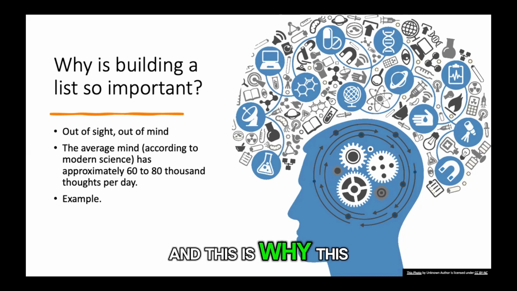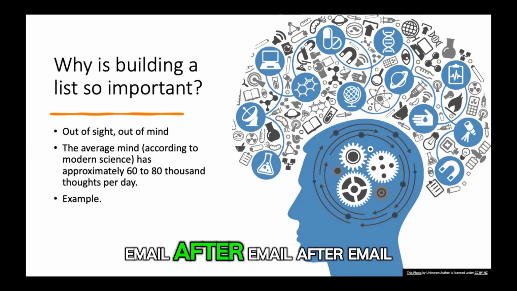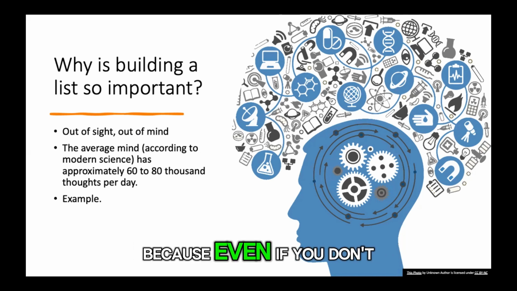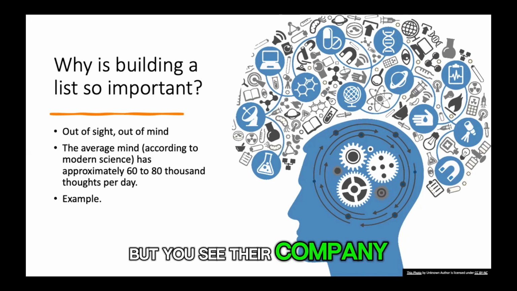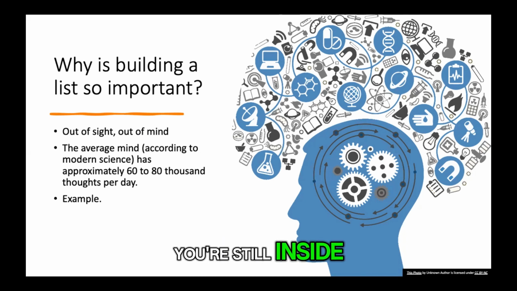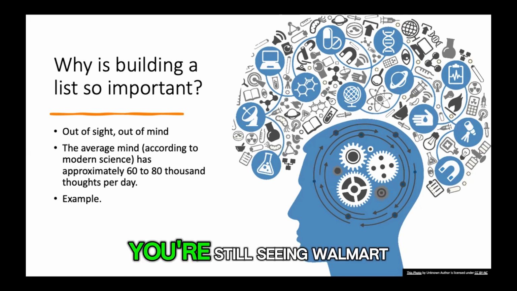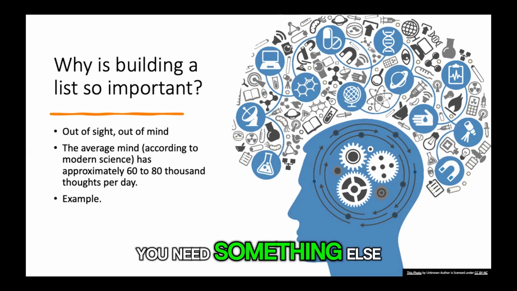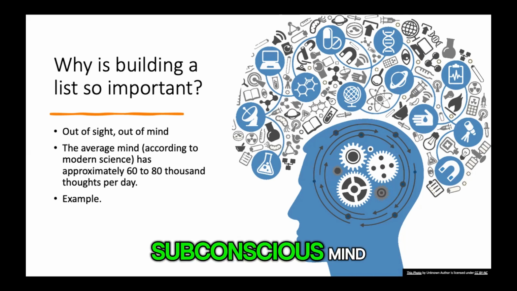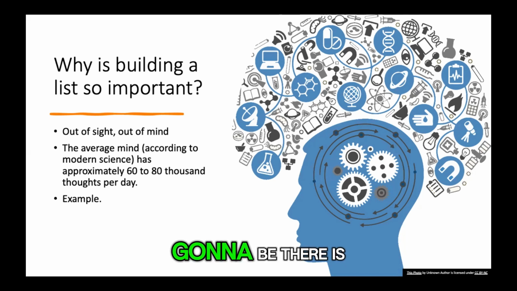And this is why these big corporations are sending you email after email after email. Even if you don't open them, you see their company and their logo, you're still in sight, you're still in mind. You're still seeing Best Buy, you're still seeing Target, you're still seeing Walmart. So whenever you need something, where are you going to go get it? You go to your subconscious mind, and the closest things are the ones you're going to get the information from, because that's the way we operate.